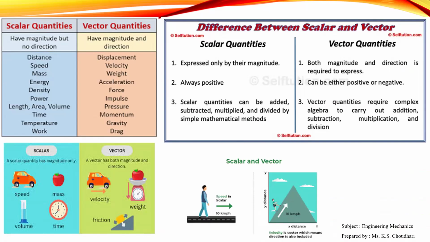Now, scalar quantities and vector quantities. Scalar quantities are those which have only magnitude but no direction, and their examples are distance, speed, mass, energy, density, etc. Vector quantities have magnitude as well as direction. By the figure, you can see examples of it, that is, what is a scalar quantity and what is a vector quantity. Observe it very carefully.